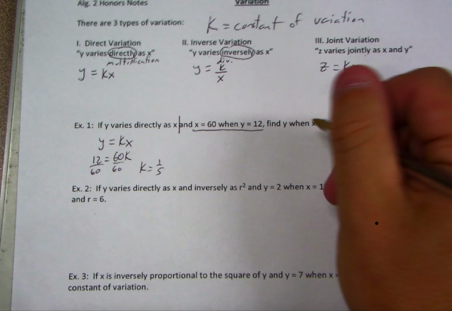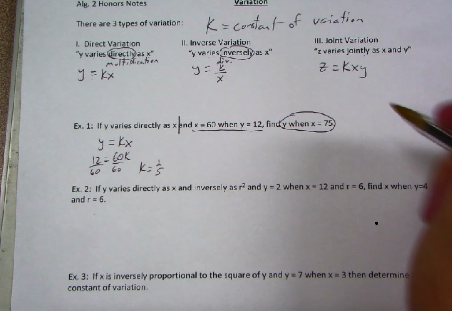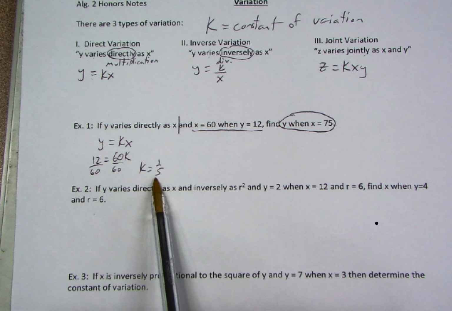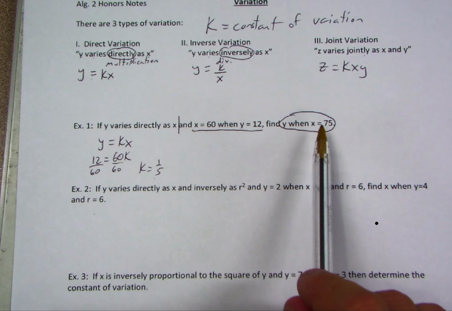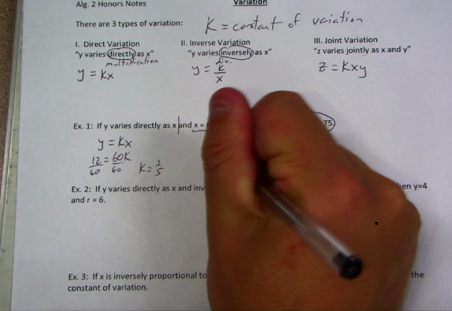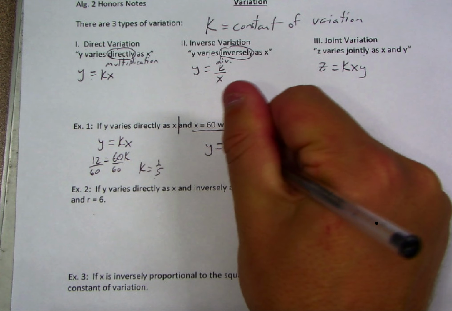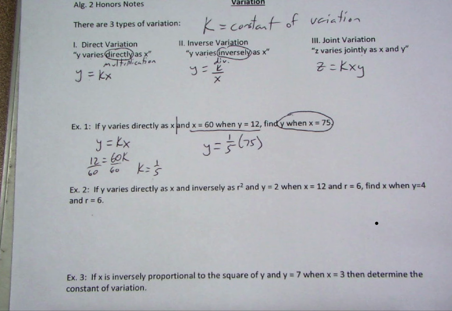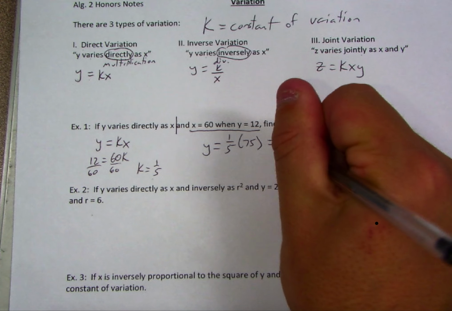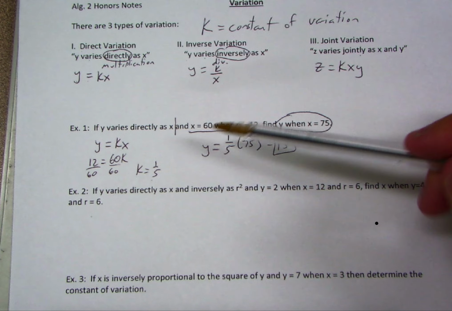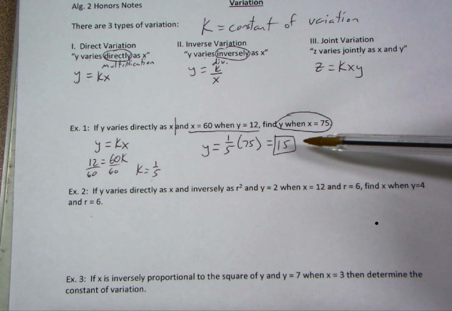Step three, now we answer the question. Once we find K, now they're going to pose the final question. They're like, okay, now that you know K is 1/5, find Y when X is 75. So we go back to the original equation. We're looking for Y. We know K is 1/5, and we know X is 75. And multiply those, and you get 15. So it's pretty much three steps every time. Set up your equation, use their scenario to find K, use K to answer the final question.